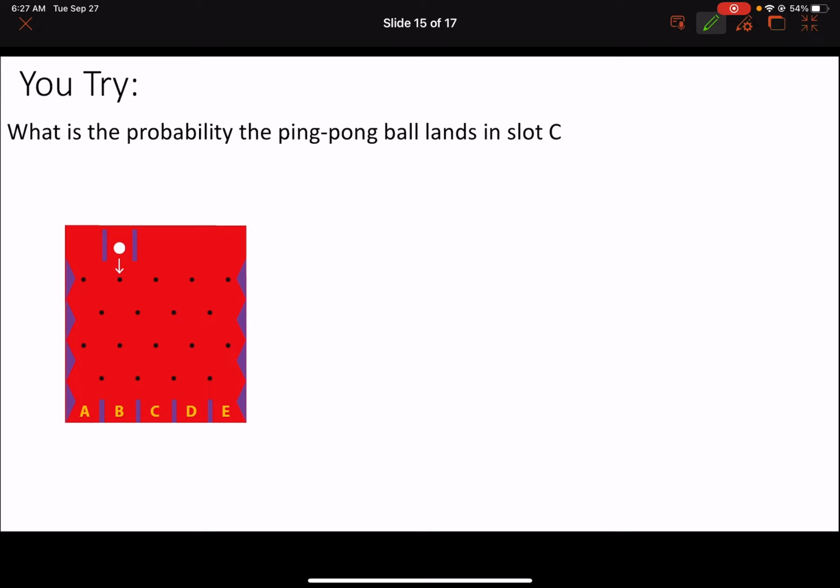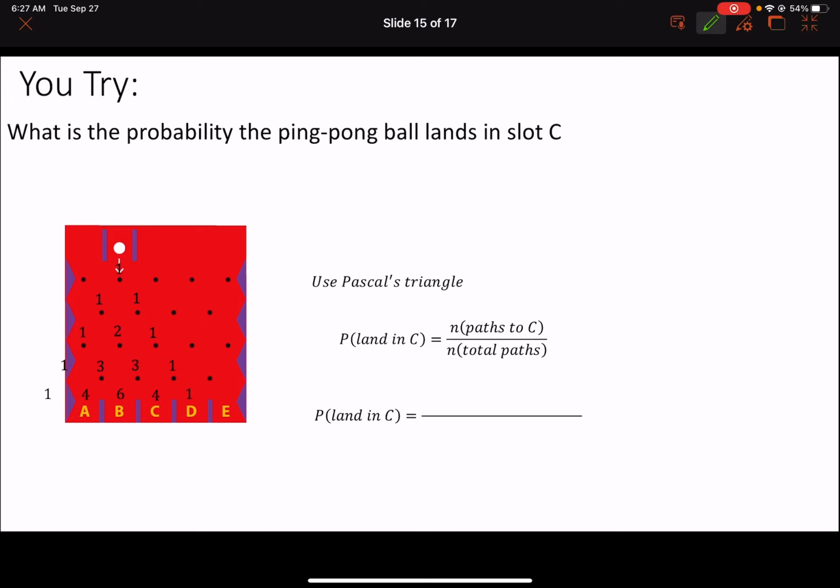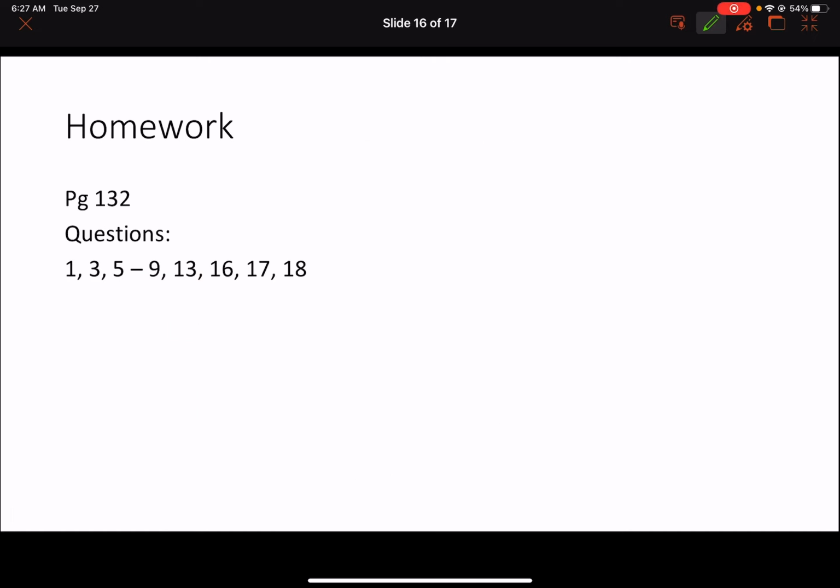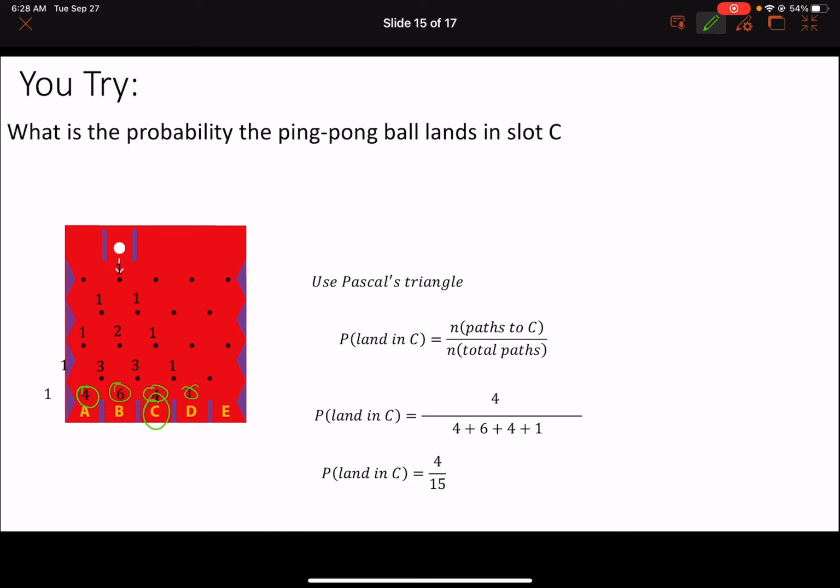Now if I move it, what is the probability I land on C? Let's use Pascal's triangle again. Okay, how many total paths are there? There's only 4 ways to C, and the total paths are over there, 15. So the probability is 4 over 15.